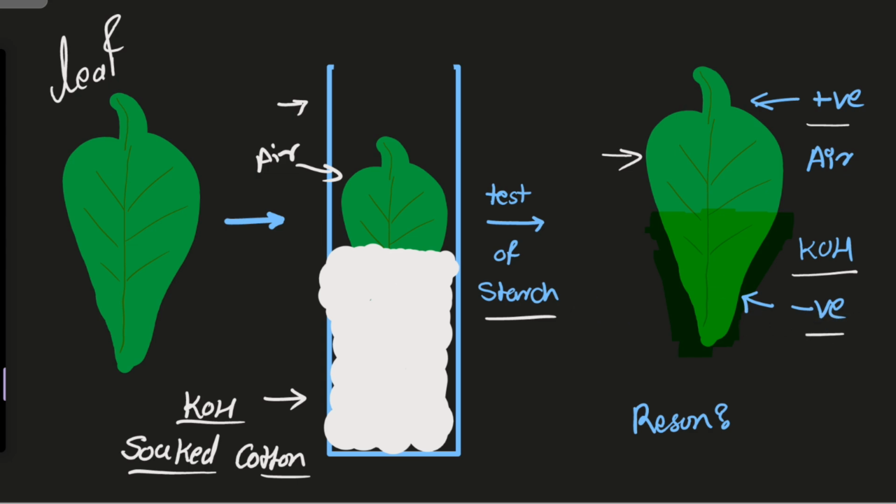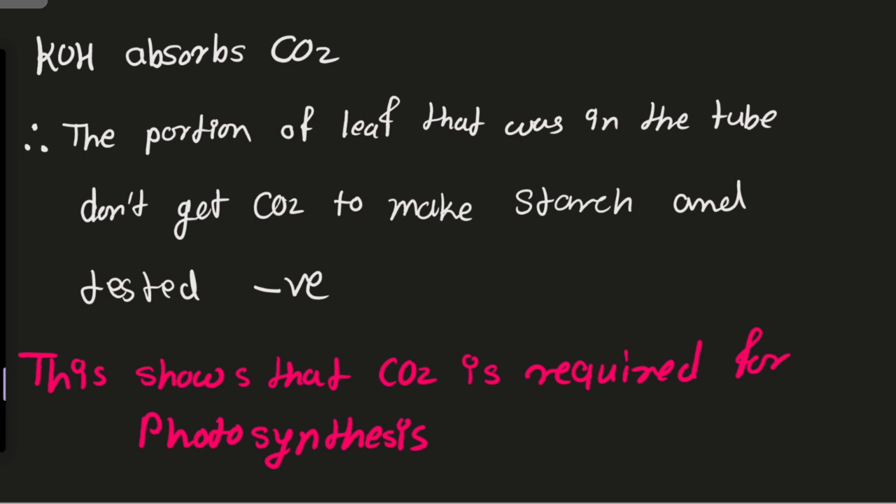Why? Because KOH absorbs CO2. The portion of leaf that was in the test tube doesn't get CO2 to make starch and tested negative. This shows that CO2, carbon dioxide, is required for photosynthesis and used as a reactant to produce starch.